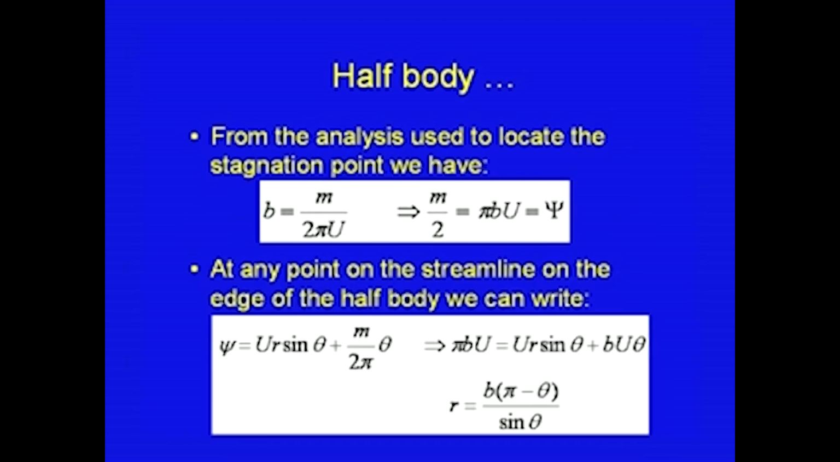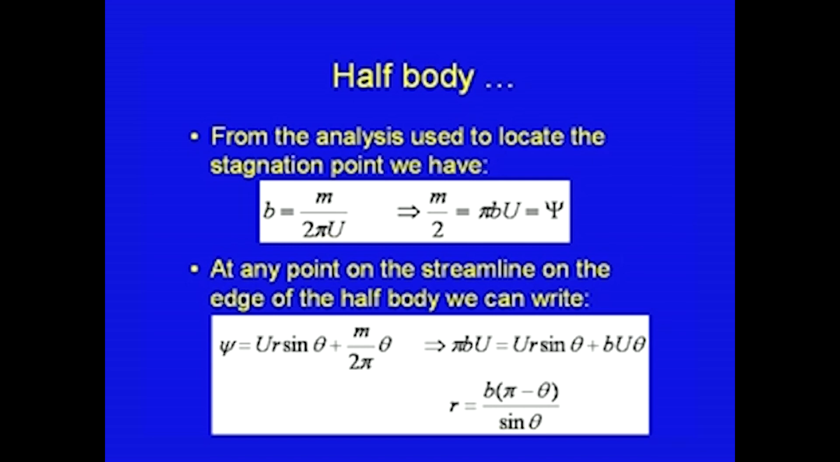Further analysis is used to locate the stagnation point. We have already defined b equal to m by 2 pi u, or m by 2 equal to pi b u, which is equal to the stream function. At any point on the streamline on the edge of the half body, we can write psi equal to u r sin theta plus m by 2 pi theta, and psi is already defined as pi b u. So pi b u is equal to u r sin theta plus b u theta, or finally we can define r equal to b into pi minus theta by sin theta.